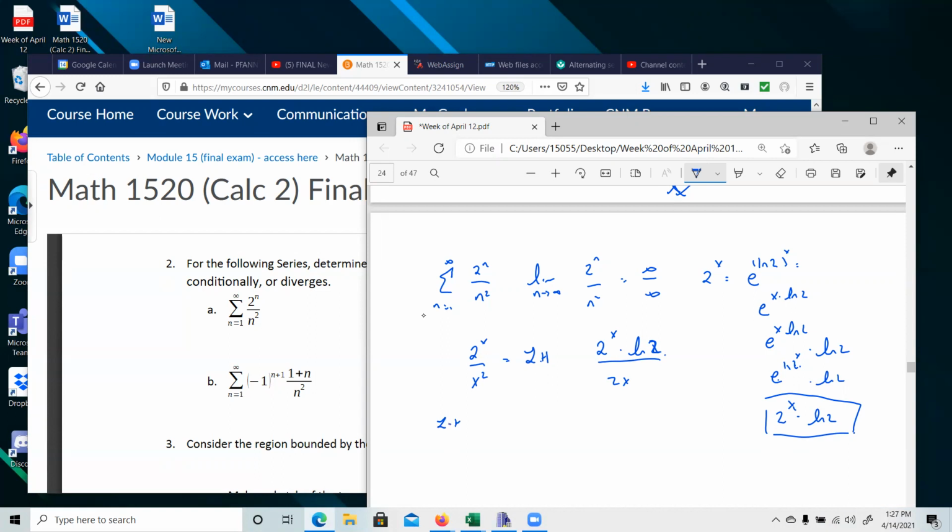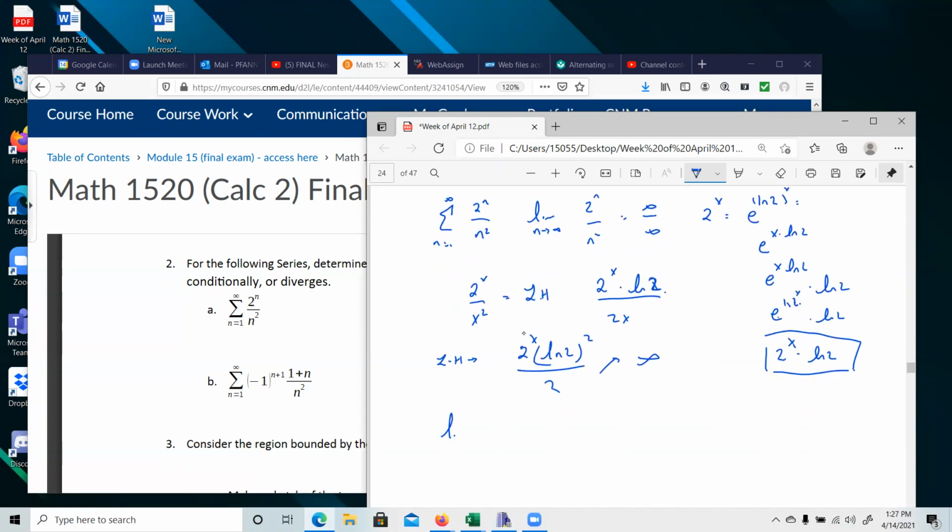So let's use L'Hopital's again. We end up with 2 to the x ln 2 twice, divided by 2. Now when I take this limit, as x goes to infinity, 2 to the x ln 2 squared over 2 goes off to infinity. We don't have to worry about this anymore, so this diverges.